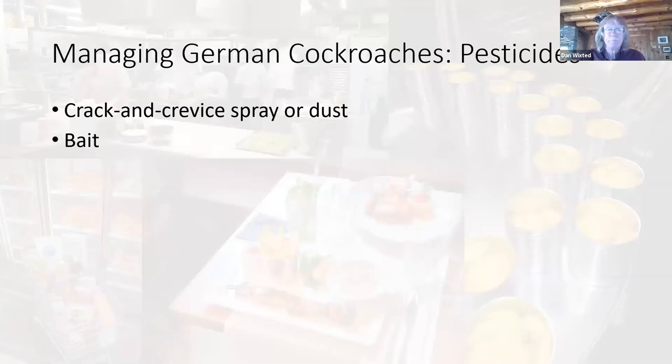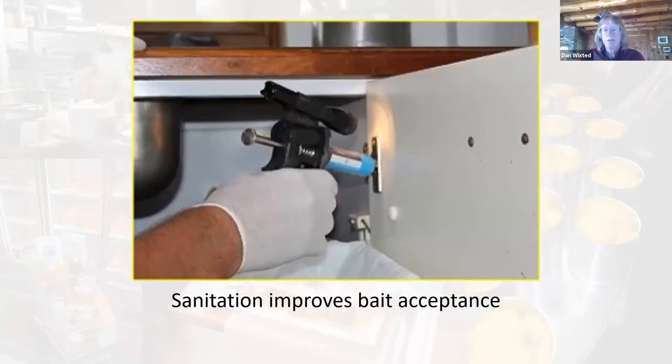Pesticides for cockroaches, crack and crevice sprays, or dust if there's an electric motor involved, work well. And baits, next slide. Baits are very effective against cockroaches, but only if you team them up with really good sanitation. The way a bait works is the cockroach has to consume the toxic bait. If there are a lot of other food sources around in competition with that bait, they may never find it. Or if they do, they might not eat much of it. So you need really good sanitation. And baits are slow acting.